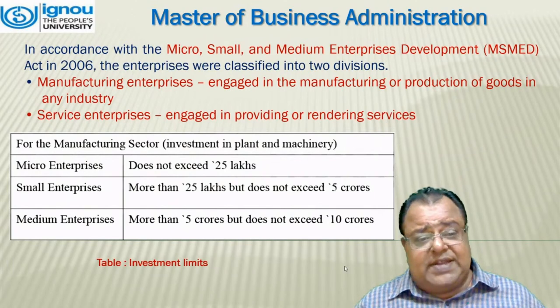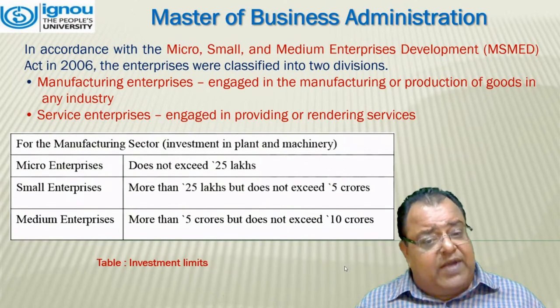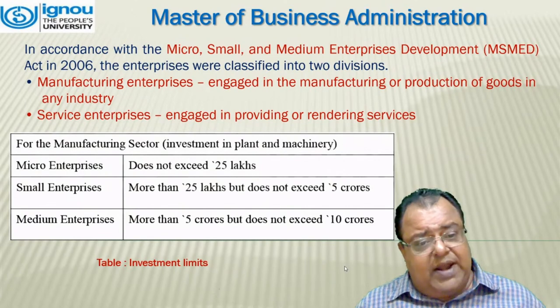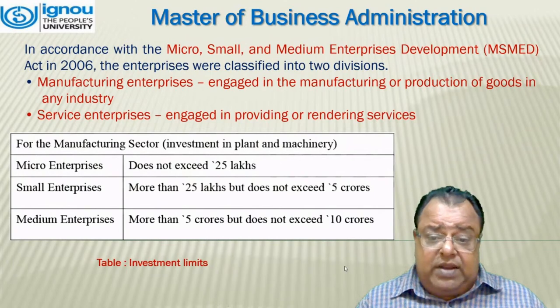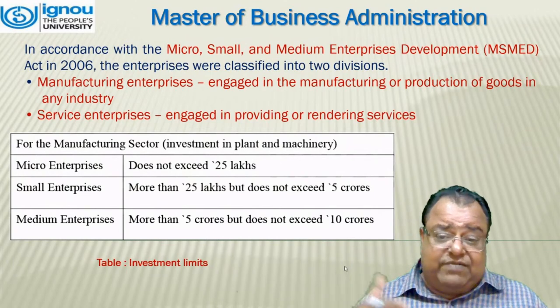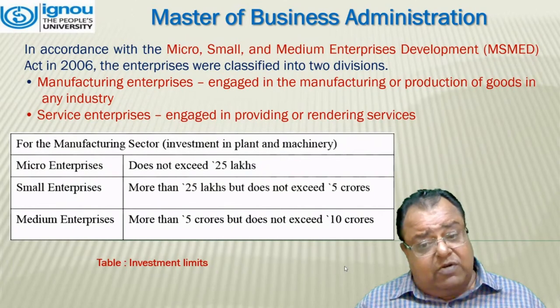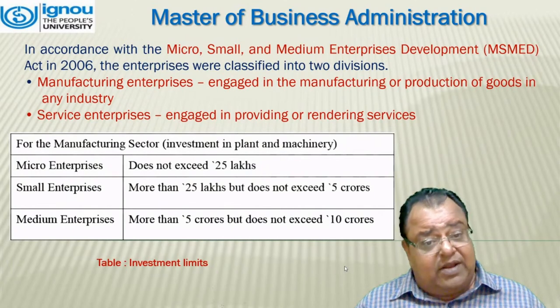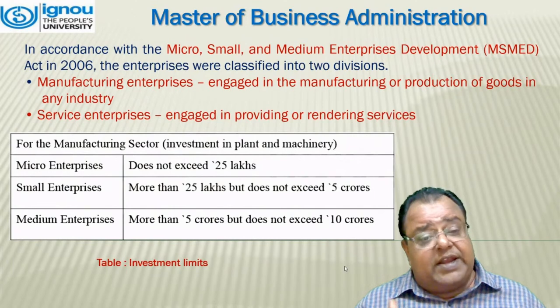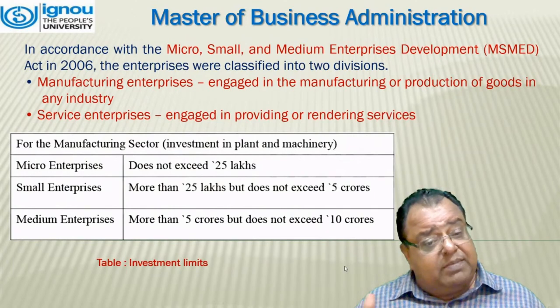For the manufacturing sector, a micro enterprise does not exceed 25 lakhs. For small enterprises, it is more than 25 lakhs, but it should not exceed 5 crores. For medium enterprises, it is 5 crores, but it should not exceed 10 crores. And it is all related to the investment in plant and machinery.